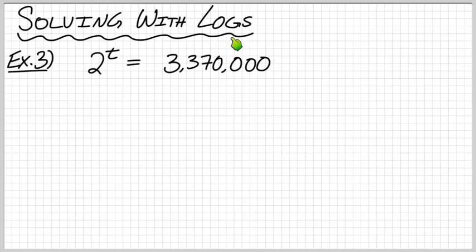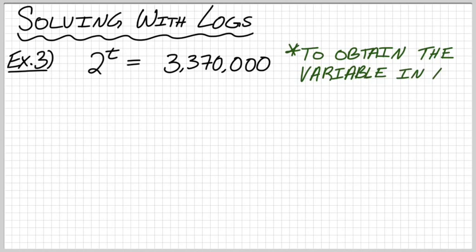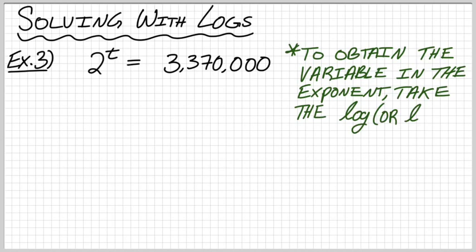But logs are what allow us to solve for this algebraically. So now we have a way to achieve this variable that's in the exponent. So that's my point. That's what I want to start with. So to obtain the variable in the exponent, how do we get to it algebraically? You can take the log, or the natural log if you like that one better. I sometimes do because it's less writing. So you take the log of both sides. That's what we're going to start with.